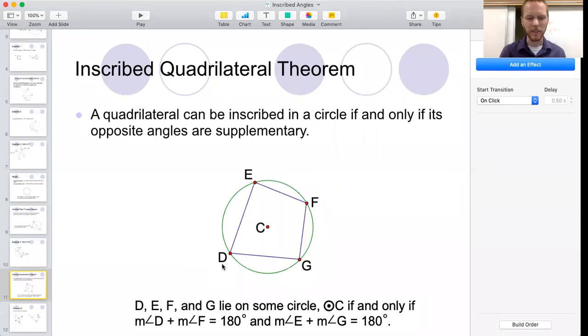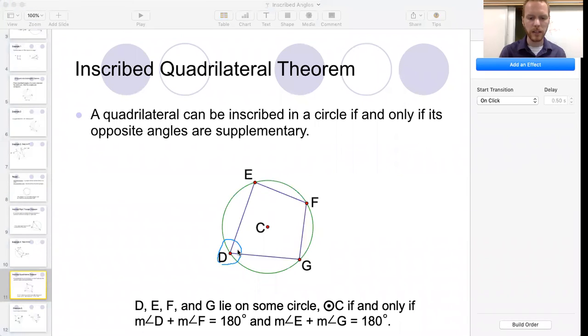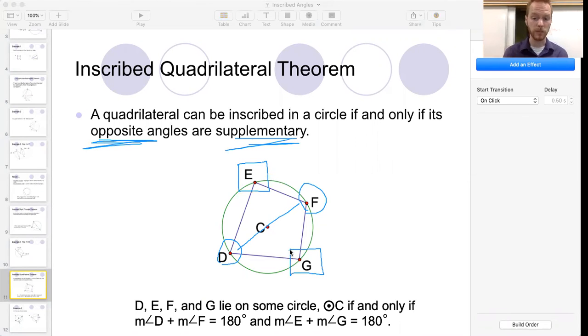All right, so taking a look. Angle D is directly across angle F. And realize that they're both inscribed angles. It's very important. Angle D and angle F are called opposite angles because they're across from each other. And their relationship is they are supplementary. They add up to be 180 degrees, which means that angle E and G are the other opposite angles, and their measurements add up to 180 degrees. So that's what this theorem is stating for us right here.